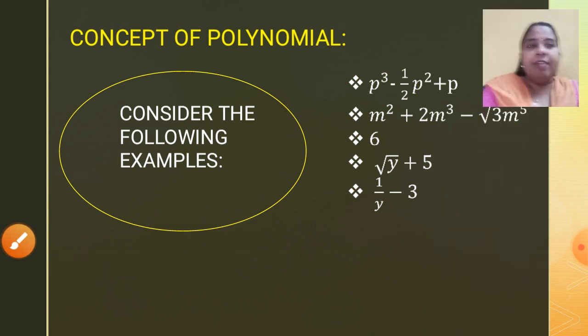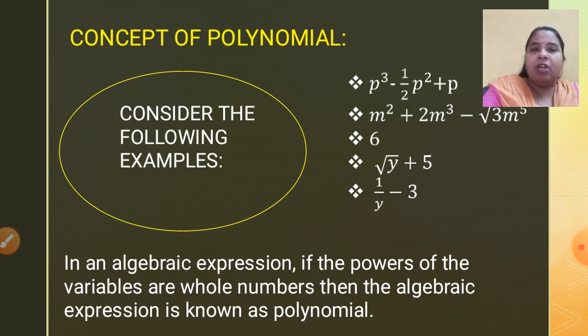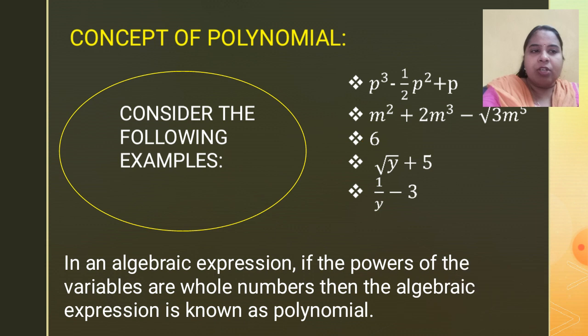Now let us define polynomial. Now how to define polynomial? A polynomial can be defined as: if the powers of the variables in an algebraic expression are whole numbers, as I have explained here, out of these 5, these 3, the powers of the expression were whole numbers, then those algebraic expressions are known as polynomials. So out of these 5, the first 3 are polynomials, the fourth and the fifth are not polynomials. I hope this concept is very nicely understood to you.